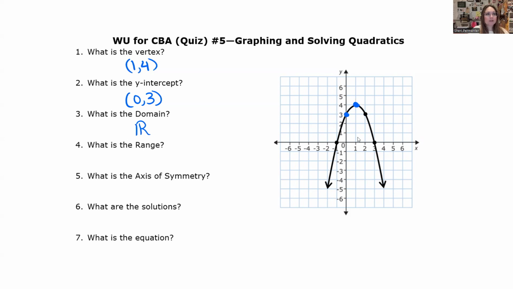Range, so this one is facing down. So when you have a graph and it's facing down, it's going to take the form of y is less than or equal to k. And while I got my green pen, axis of symmetry is x is equal to h. So the range goes with k, and axis of symmetry always goes with h.